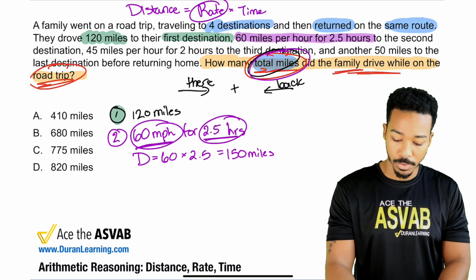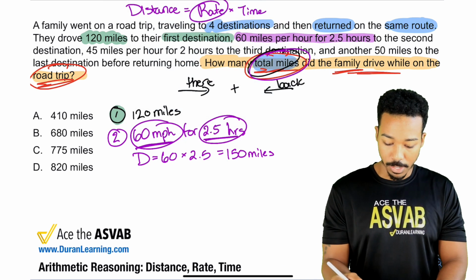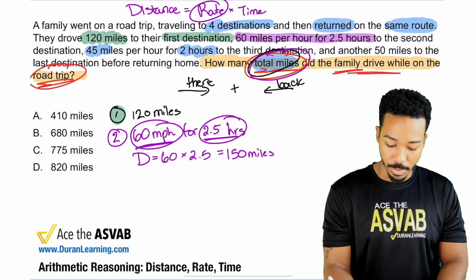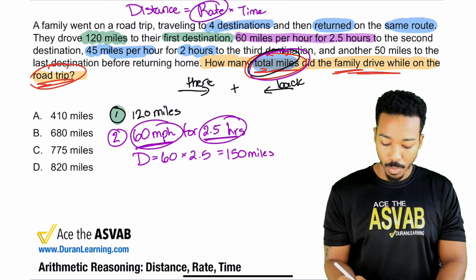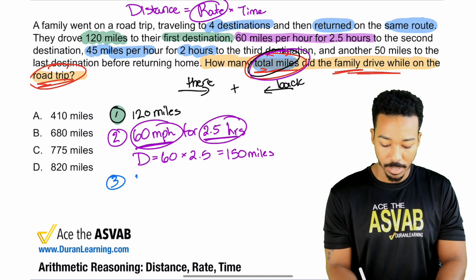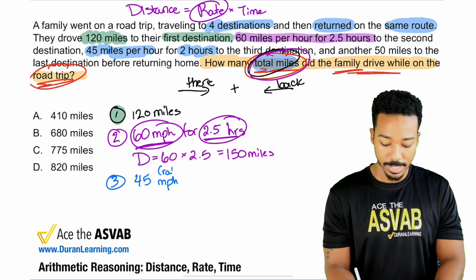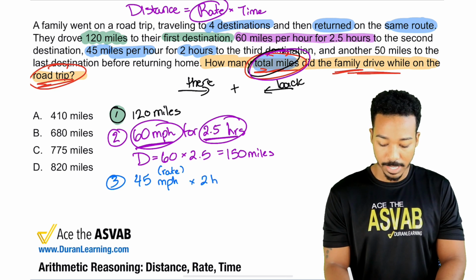So number 3 here, let's grab a different color. Let's go ahead and say blue. All right, so right here, we see 45 miles per hour for 2 hours. How many miles is that? Well, same thing. We have 45 miles per hour. Again, this is a rate. And then times 2 hours, because that's time.